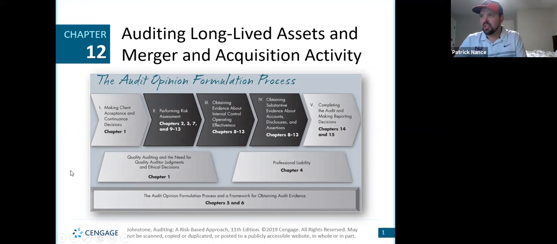Okay, we're talking about auditing long-lived assets. We're talking about PP&E. We're also talking about things like natural resources, depletion, depreciation, accumulated depreciation, everything that goes along with any long-lived assets that I have. And then we also have a little bit about mergers and acquisitions as well.